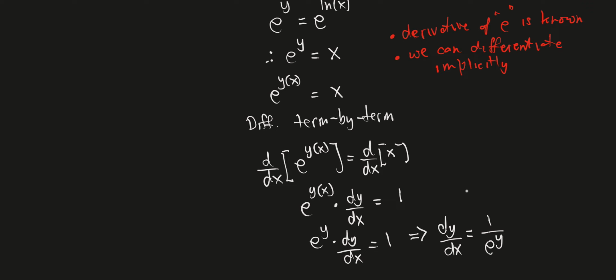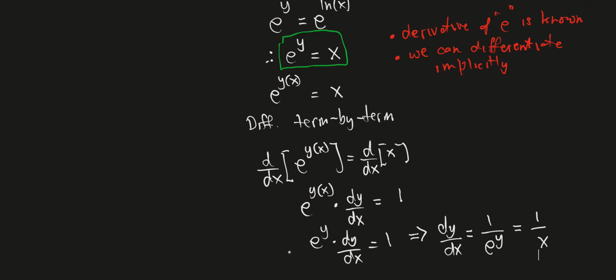Interesting, right? But look at what e to the y is, right? What if we wanted our answer in terms of x? e to the y is equal to x. So if I take this x and replace the e to the y, I would have found a rather simple derivative for my natural log of x function. So this is 1 over x, right?